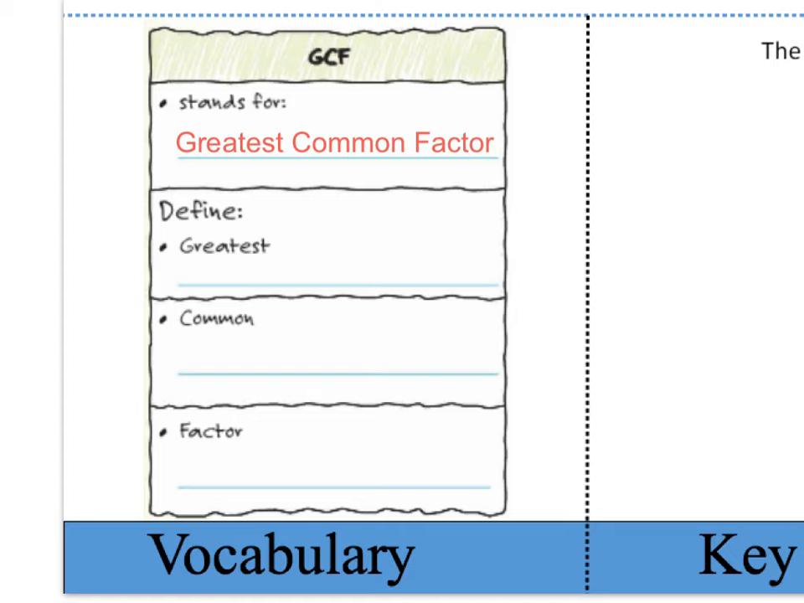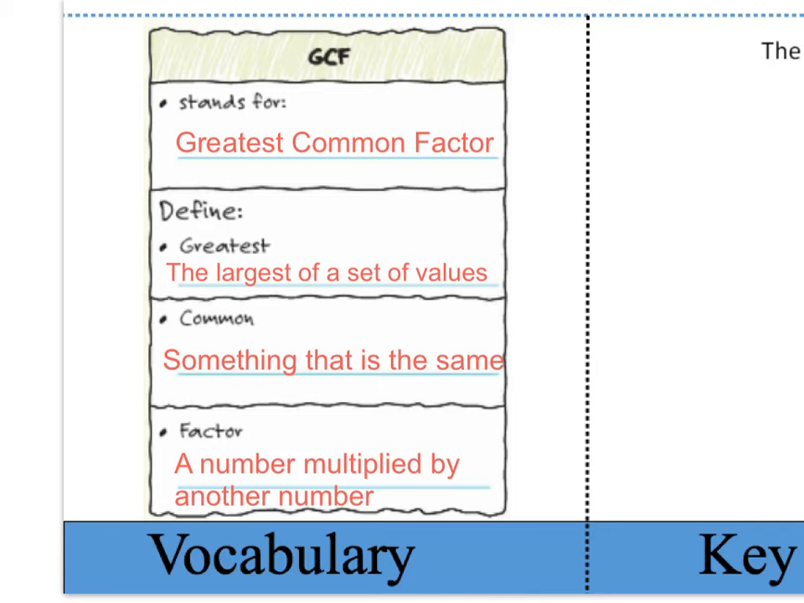So let's go ahead and define each term. The word greatest means the largest of a set of values. So basically think the biggest or the largest number. Common means something that is the same. And factor means a number multiplied by another number. So for example, 2 times 3 are factors that make 6. So 2 is a factor and 3 is a factor that make a product of 6. So 2 times 3 are factors of 6.